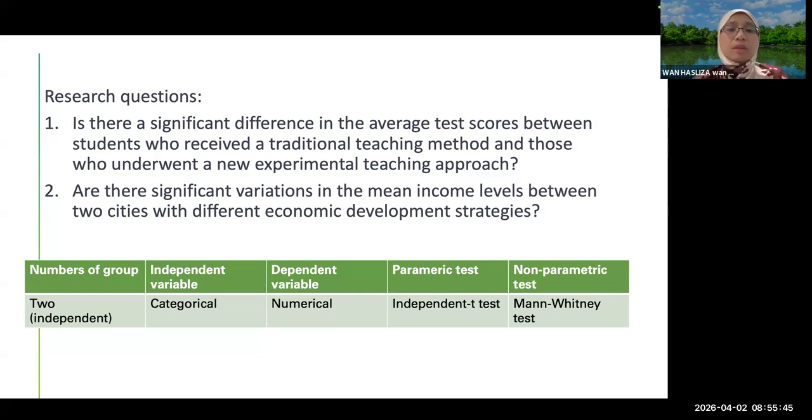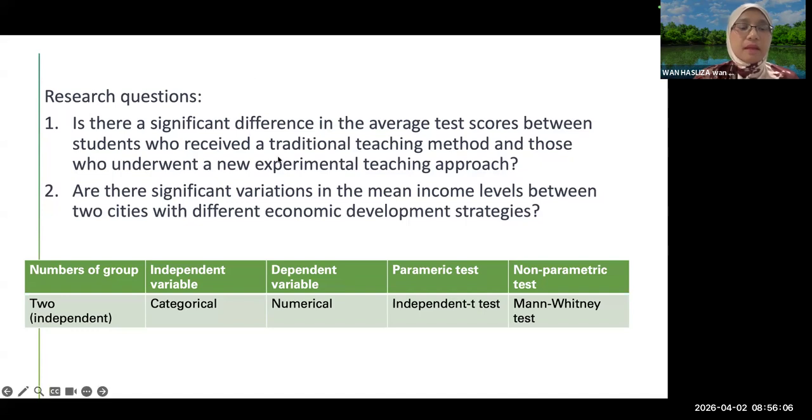Towards the outcome, I want to see their test score. So test score becomes the dependent. Now the teaching method, either traditional or the experimental new method, that one is the independent. Okay, I hope you understand, you're able to differentiate.